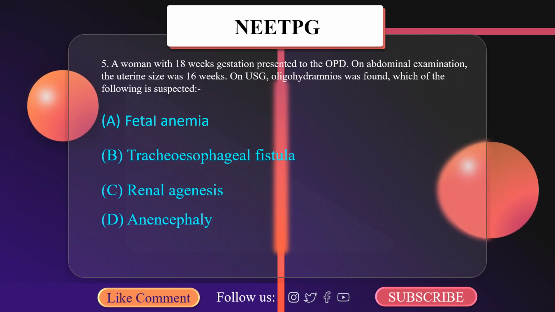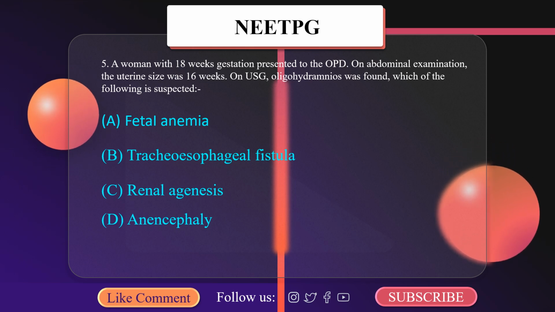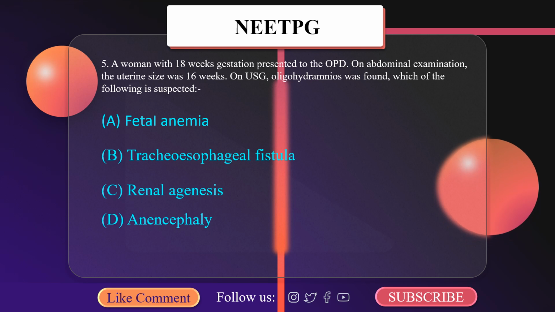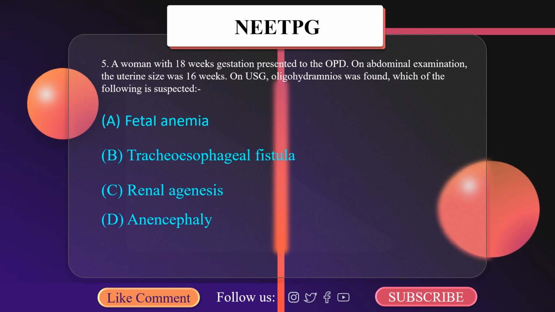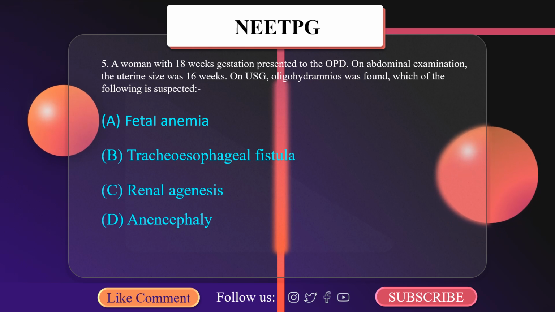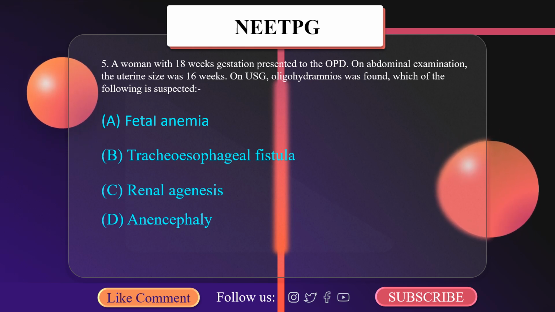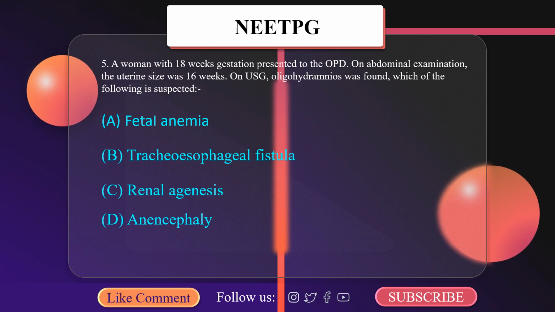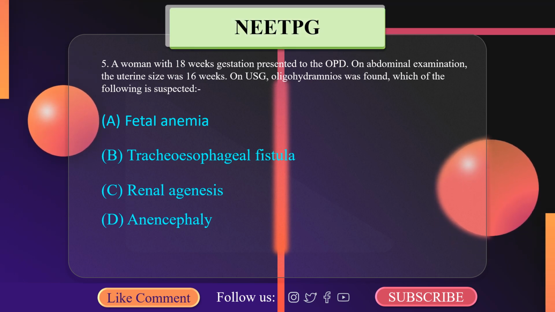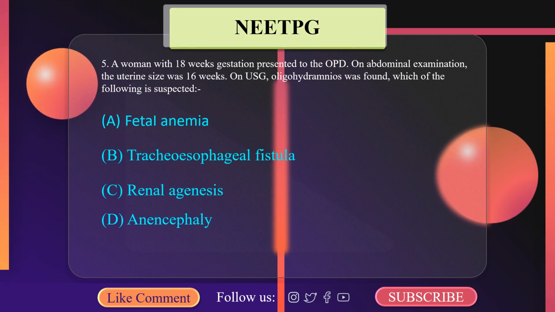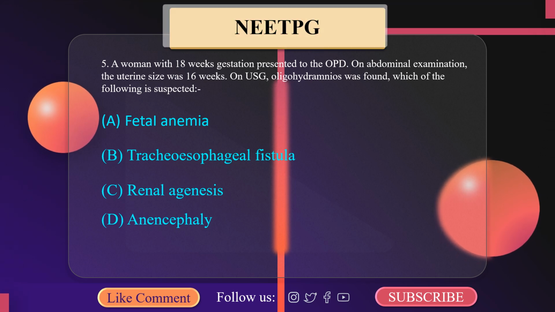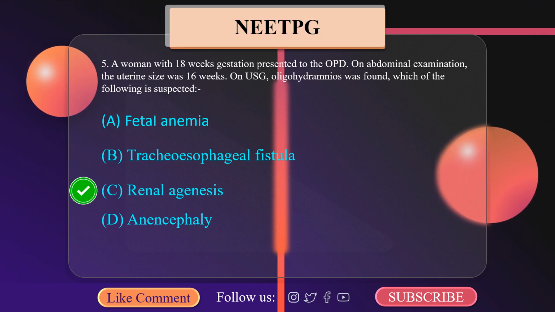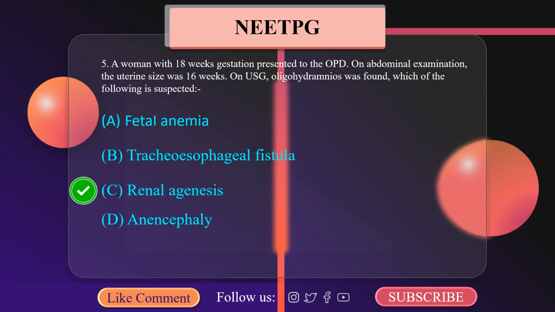A woman with 18 weeks gestation presented to the OPD. On abdominal examination, the uterine size was 16 weeks. On ultrasonography, oligohydramnios was found. Which of the following is suspected? A. Fetal anemia, B. Tracheoesophageal fistula, C. Renal agenesis, and D. Anencephaly. The correct option is renal agenesis.